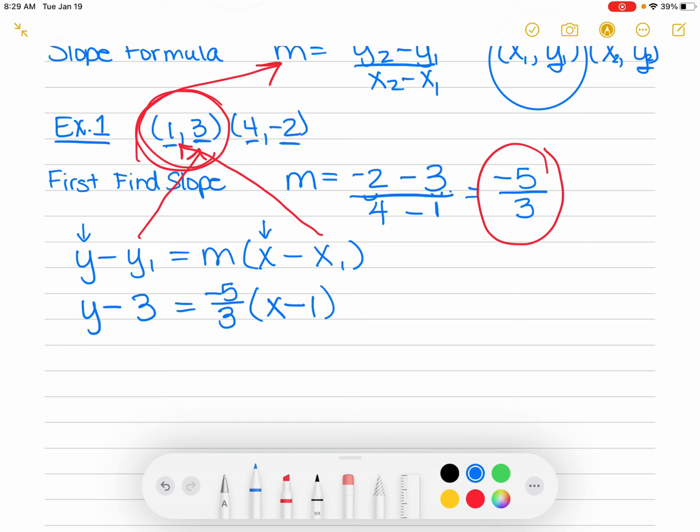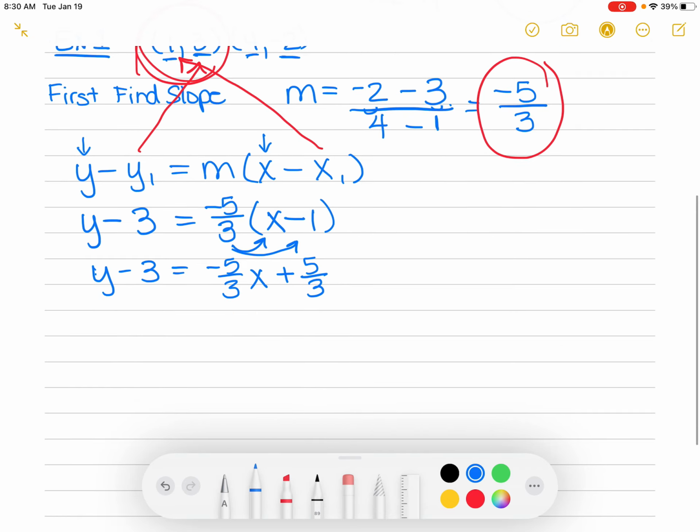Okay, so I figured out the equation, or an equation, but they will ask you to turn it into slope-intercept form. So we did a lot of this yesterday. To turn it into slope-intercept form, I have to do the distributive property here. So I get negative 5/3 x, and then that's going to be plus 5/3 because I have a negative times a negative. And then I'm going to add 3 on both sides.